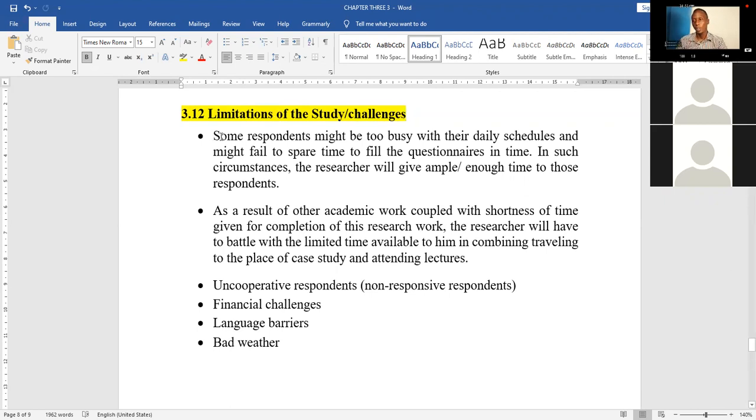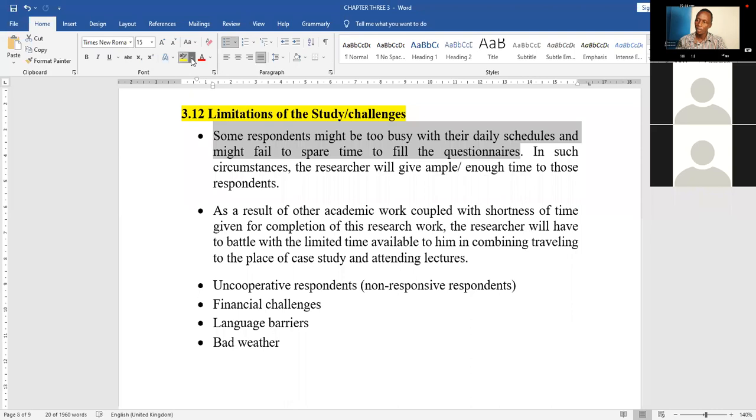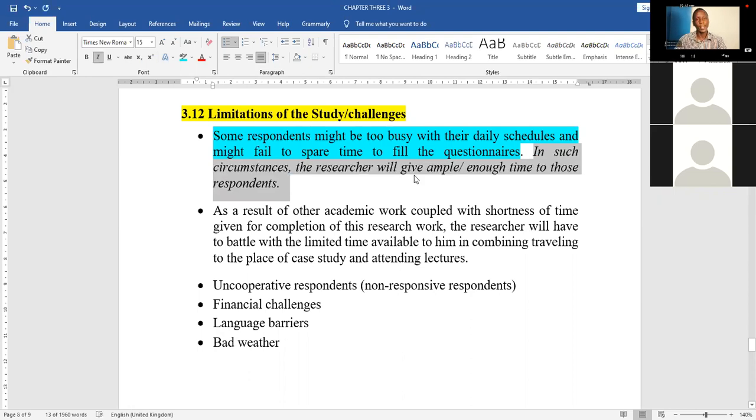We are also seeing that some respondents might be too busy with their daily schedules and might fail to spare time filling your questionnaires. So that is the first challenge or the first limitation. Now, what are you going to do about that? We are saying that in such circumstances, the researcher will give ample time to those respondents, meaning that whenever you find that the respondents are so busy, you're going to give them enough time so that they can fill in those questionnaires. Okay, so that is the first limitation.